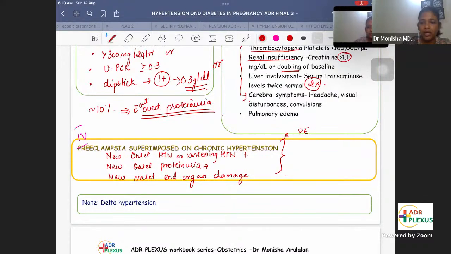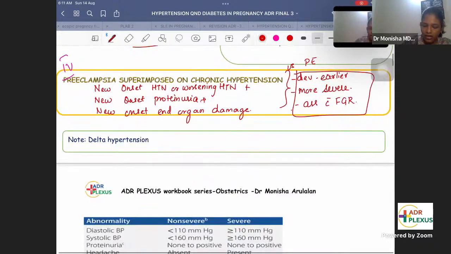Remember, this one will develop earlier, and it is a much more severe form. It is often associated with FGR. That is how you differentiate it from preeclampsia. There is another one.